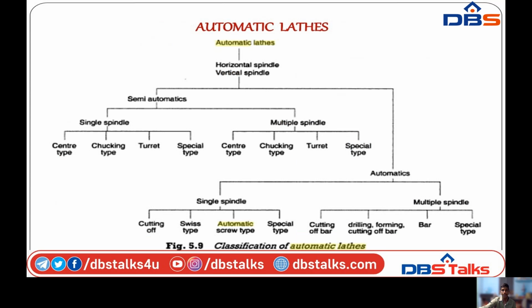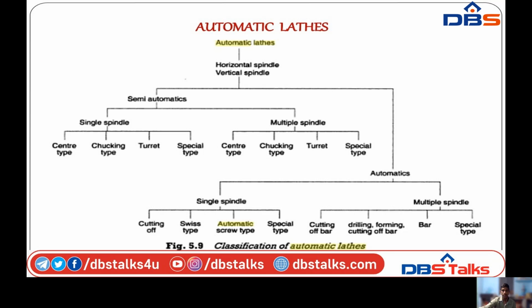Next, it is the classification of automatic lathes. One is semi-automatic and the second one is automatic. When it comes to semi-automatic, we are discussing single spindle and multi-spindle. Next, coming to automatic, in this also two classifications are there. One is single spindle and the second one is multiple spindle.